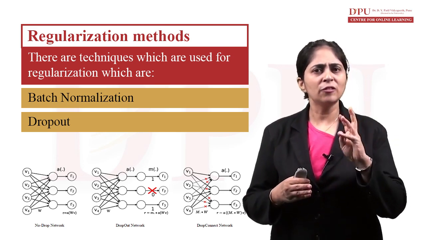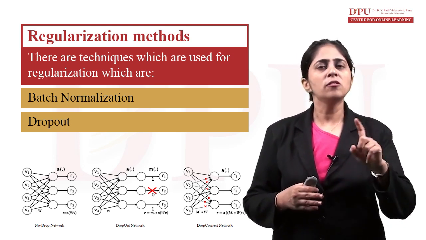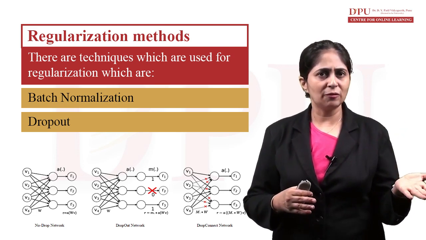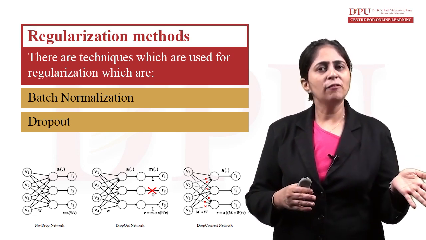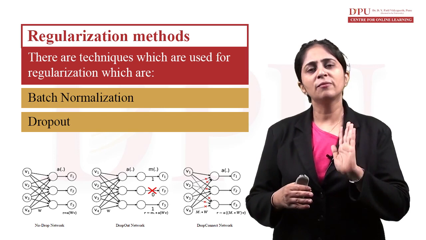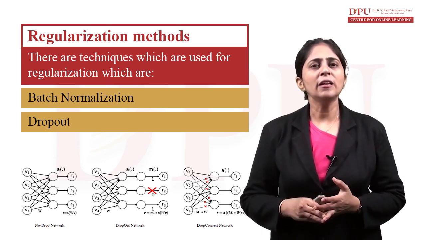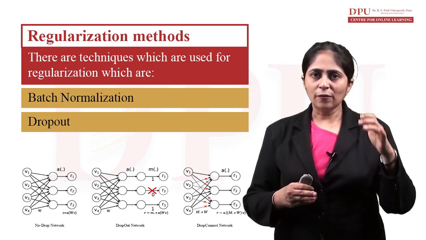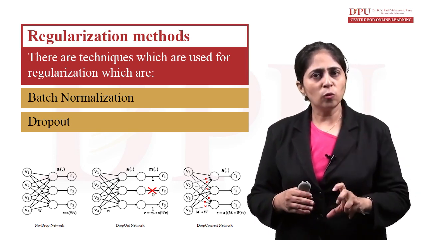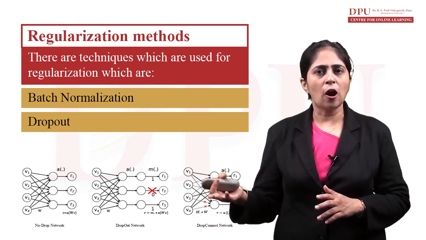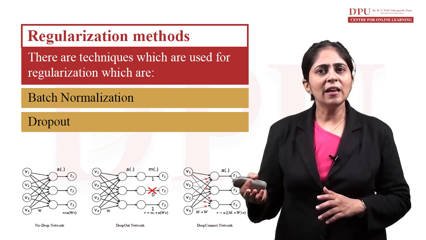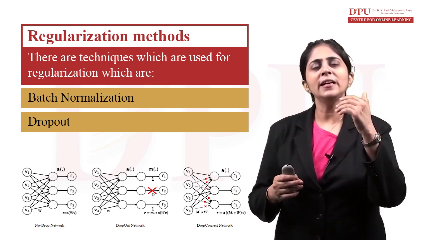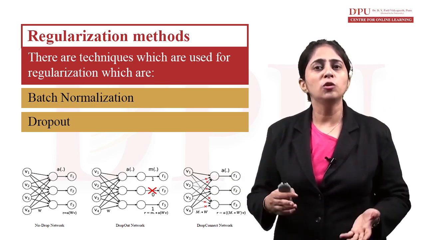We basically have three types of ways. One is the no drop network. That is the very simplest one, in which we have the input layer, the hidden layers, and the output layer. Now the second one is the dropout network. We have certain inputs, certain nodes in our hidden layer, and we have the output. While calculating the output, we randomly drop out some of the nodes.